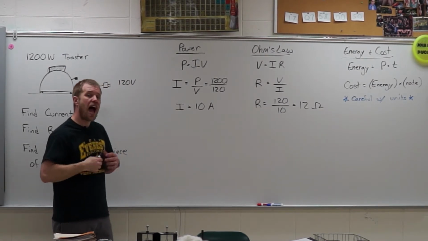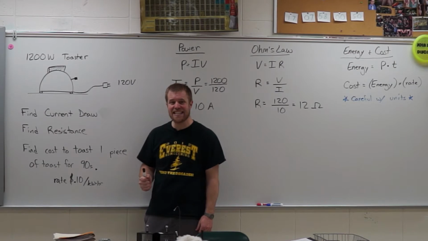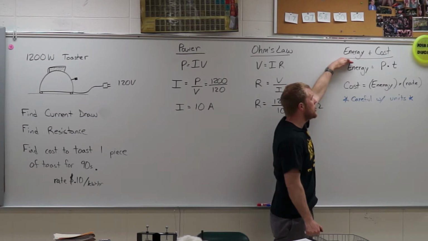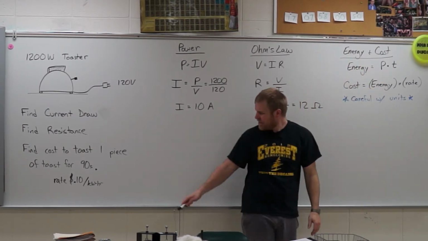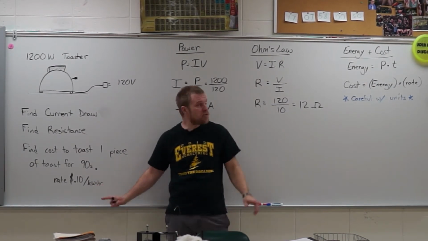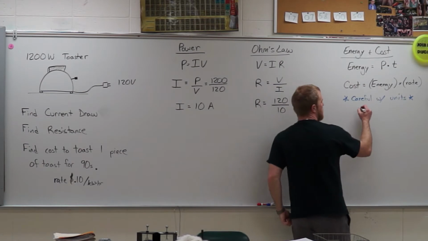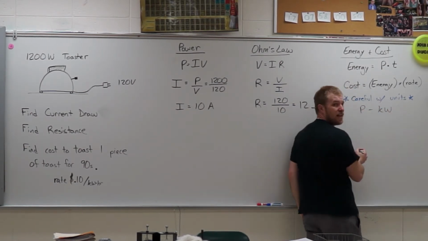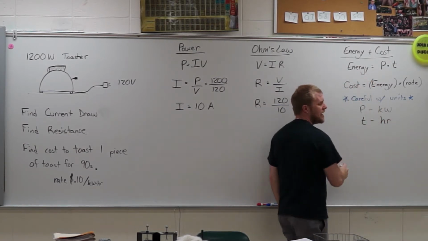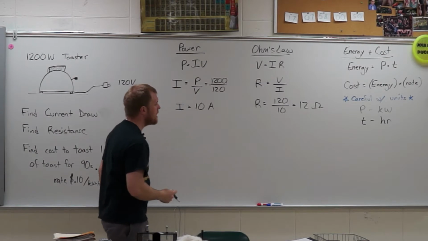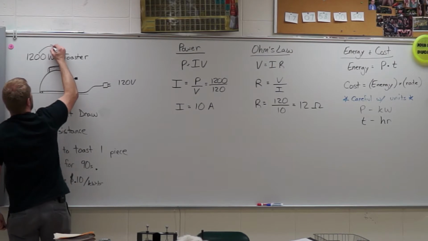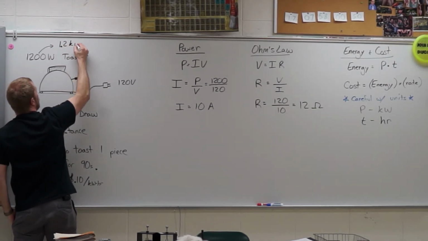So the next question is, how much did it cost me? 90 seconds of use. All right, so we've got to be a little careful here. Energy and cost. Well, the rate of energy usage is 10 cents for every kilowatt hour. So when I'm using these, I need to have my power in kilowatts and my time in hours so that I get my energy in kilowatt hours. So I'm going to have to convert my 1200 watts to kilowatts. That makes 1.2 kilowatts.